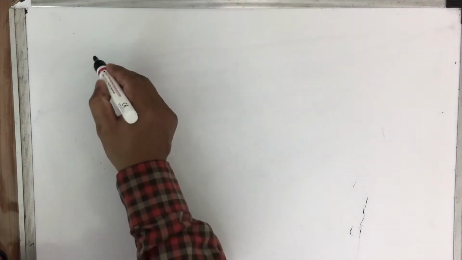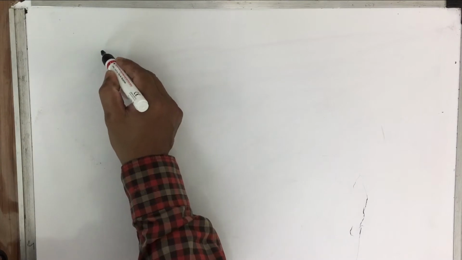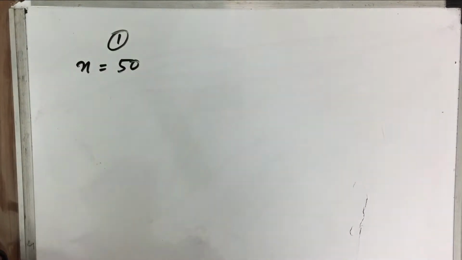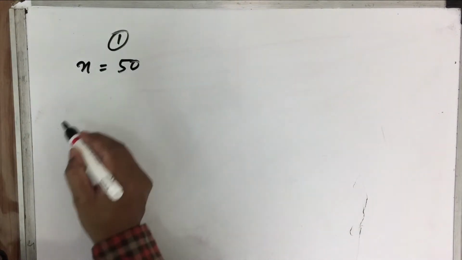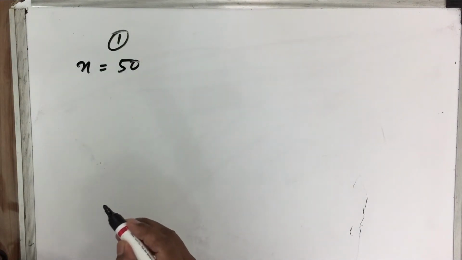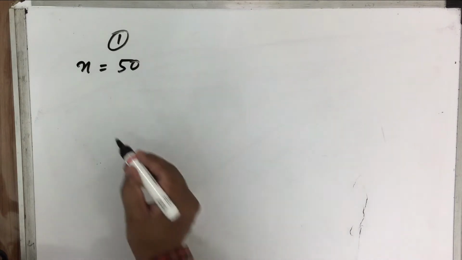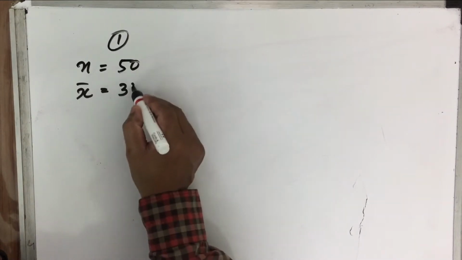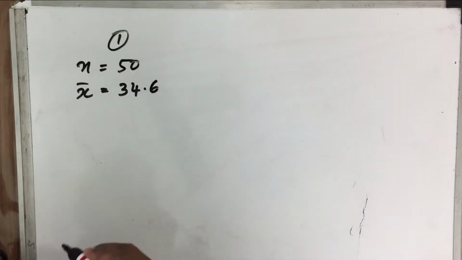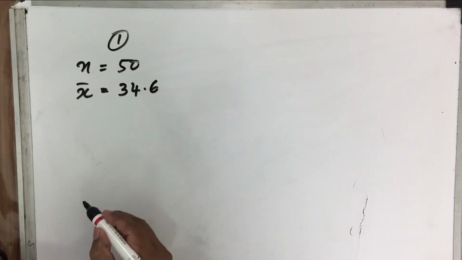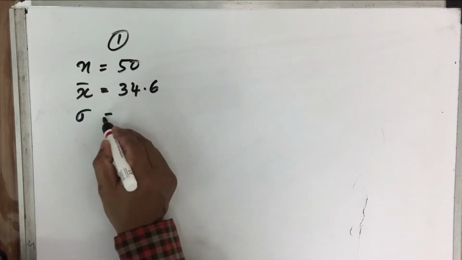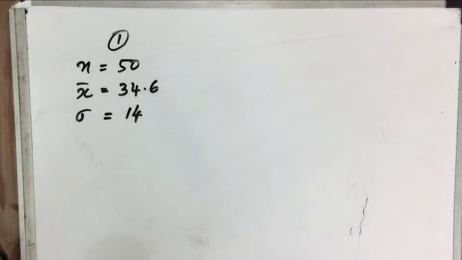For example, let us see that there are two classes. The first class has 50 students, so n is equal to 50, and let us assume that the average marks they have got is 34.6, and the standard deviation is, let's say, 14.